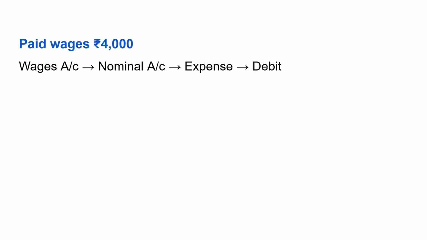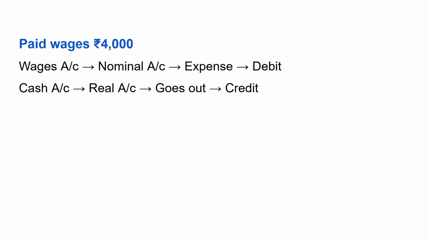Wages account. Wages account is nominal account. Why? Because wages is expenses. And the rule for nominal account is debit all expenses. So it is debited. And cash account is real account. And cash goes out of the business. We pay the wages and cash goes out of the business. So it is credited.